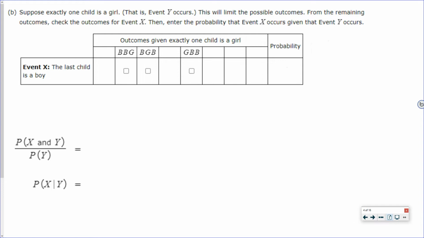So now, similar to the deck of cards, where I was only left with 51, now I'm only left with 3 options. So from the remaining outcomes, check the outcomes for event X, which was our one that the last child is a boy. Okay, that'd be this one and this one. So my new probability is 2 out of how many? 3 are my only possible outcomes.